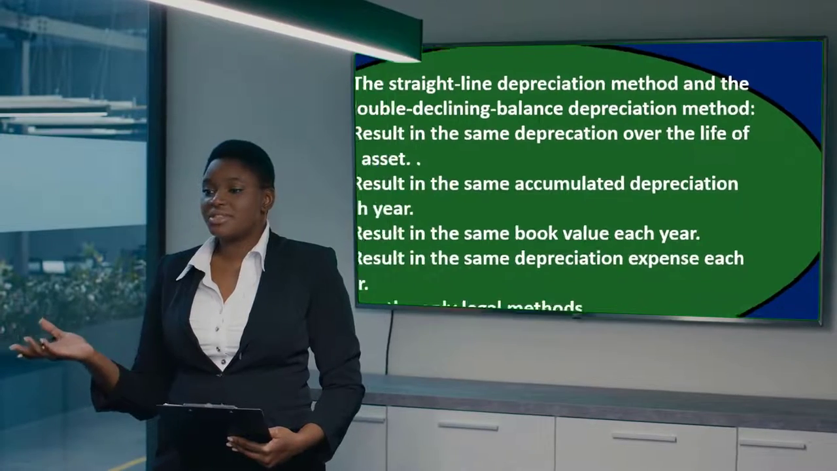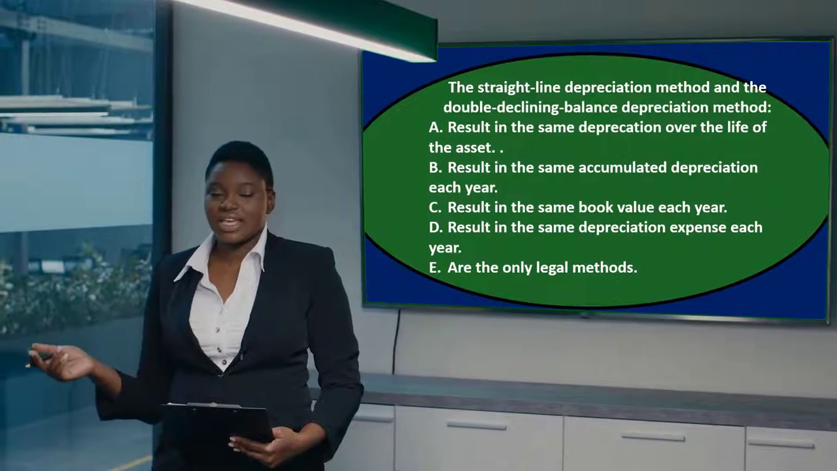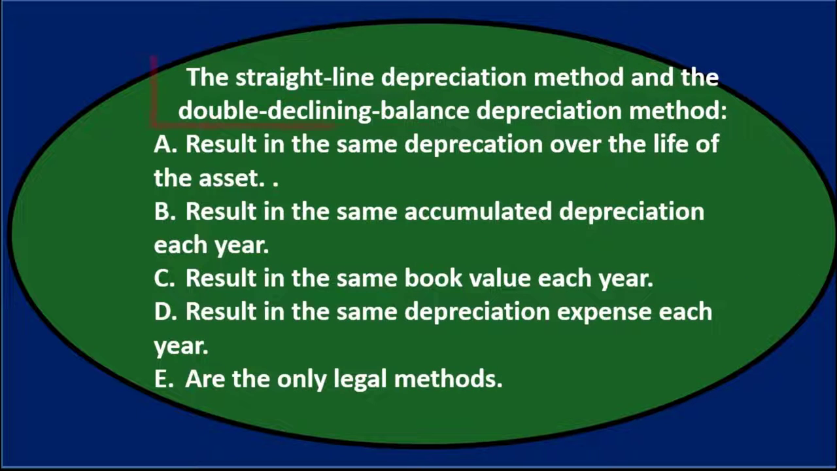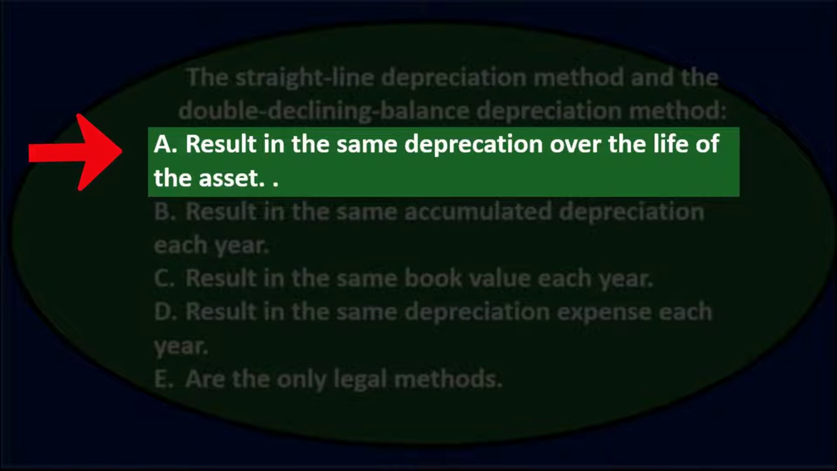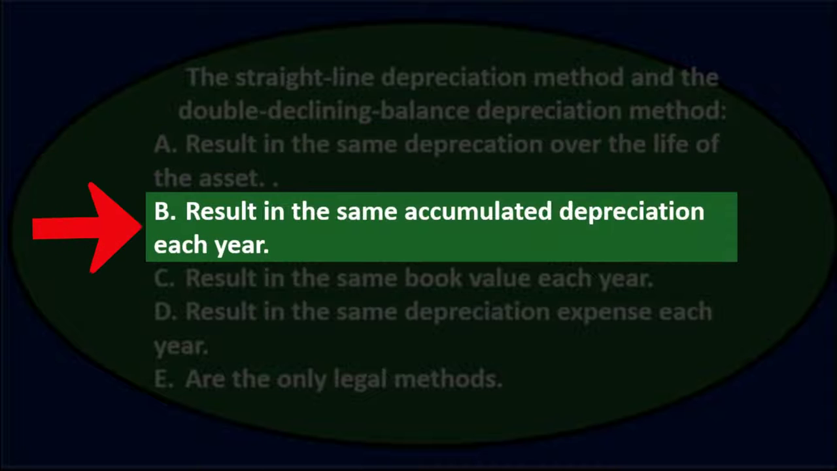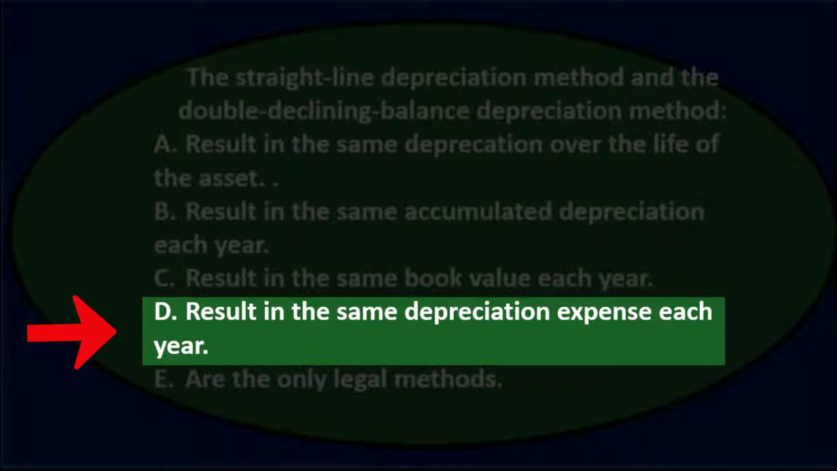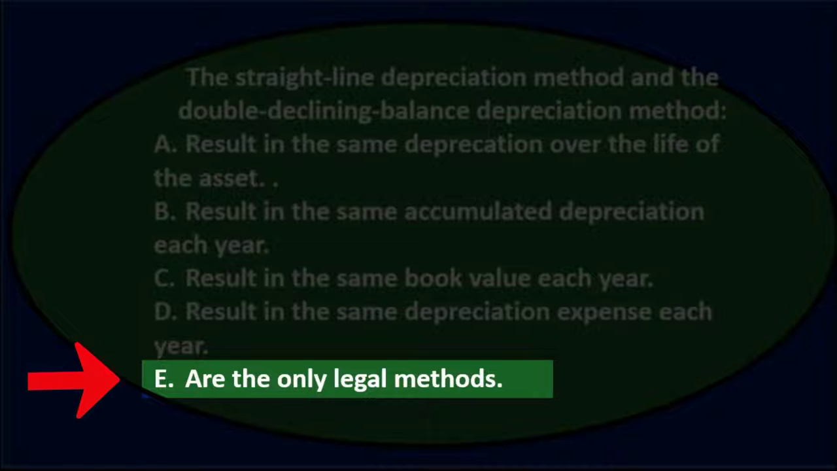In this presentation, we'll take a look at multiple choice questions related to property, plant, and equipment. First question: the straight line depreciation method and the double declining depreciation method, A, result in the same depreciation over the life of the asset, B, result in the same accumulated depreciation each year, C, result in the same book value each year, D, result in the same depreciation expense each year, or E, are the only legal method.